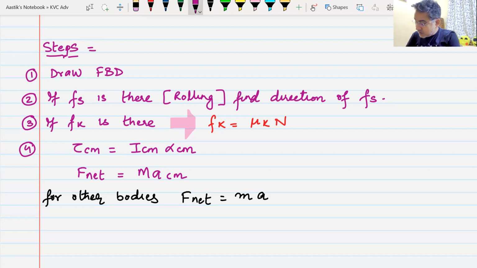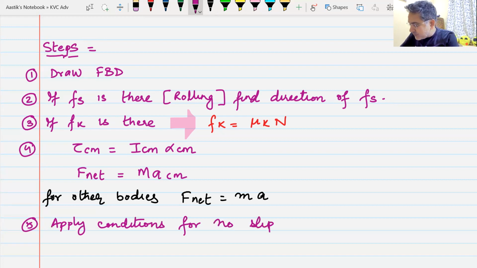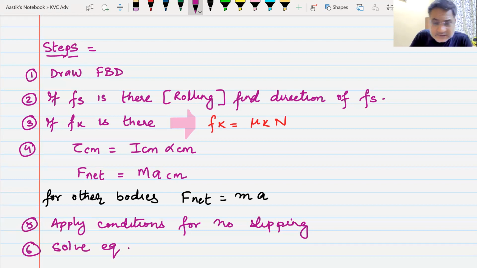Okay. Now apply the conditions for no slipping. Do we remember those conditions of no slipping? Yes, sir. That no slipping between the surfaces, this is equal to this is equal to this. Remember that? Yes, sir. Solve the equations and get your answer. This is how you will do it if you want to do it by dynamics. Else you can also use one of the other methods.